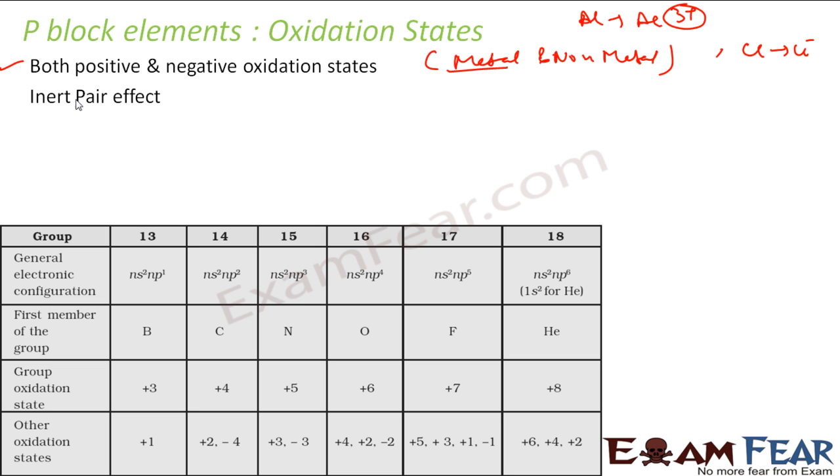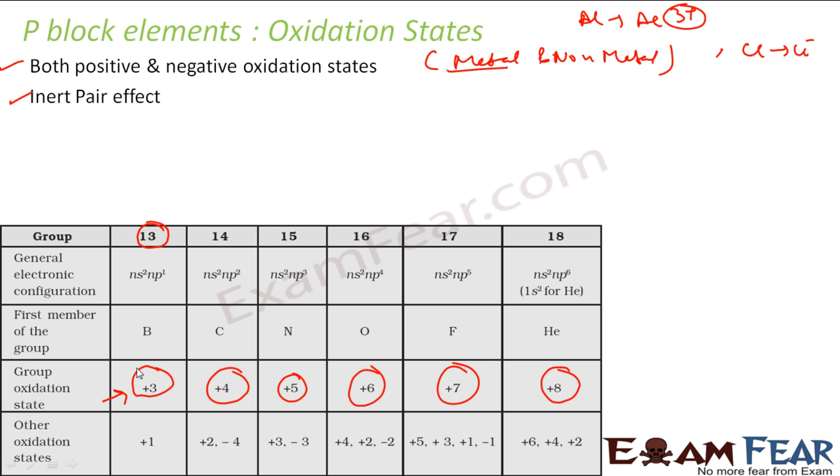And we'll talk about the inert pair effect. Before we discuss it, let me give you a brief introduction. In group 13, the maximum oxidation state is 3. Group 14, the maximum oxidation state is 4. Group 15, the maximum is 5. Group 16, the maximum is 6. Group 17, the maximum is 7. And group 18, the maximum is 8. Correct? This is the maximum.